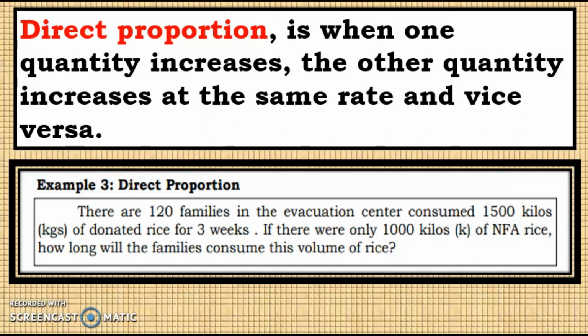Okay, we say that a direct proportion is when one quantity increases, the other quantity increases at the same rate, and vice versa.